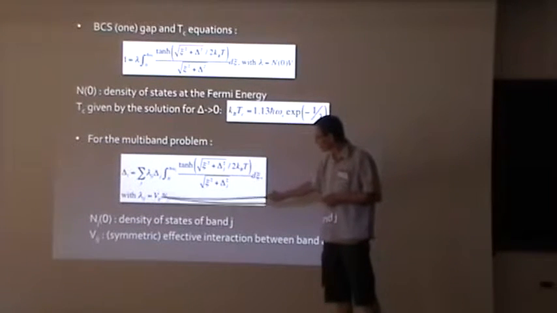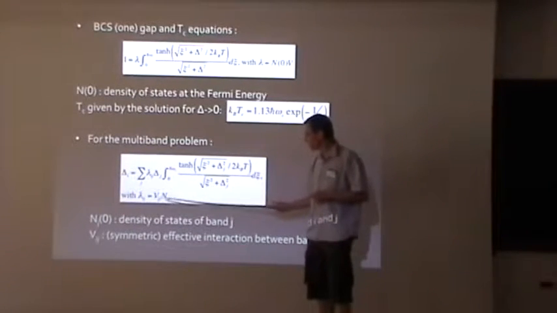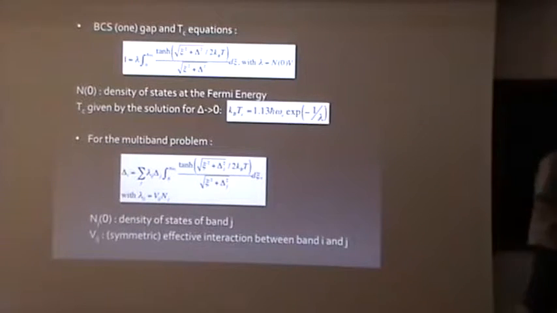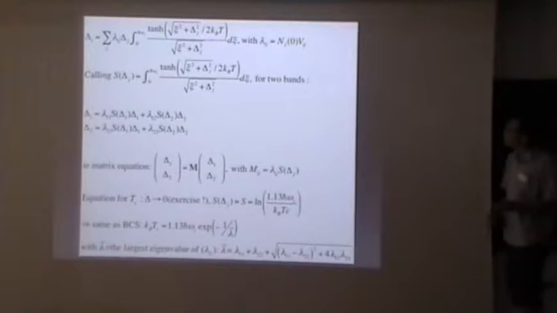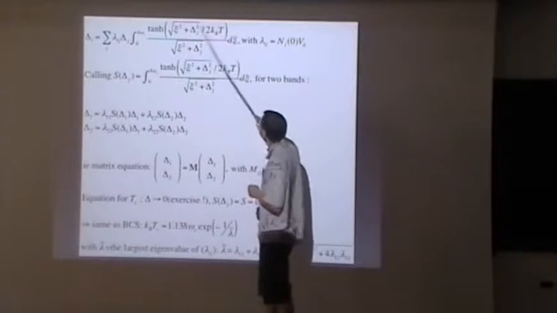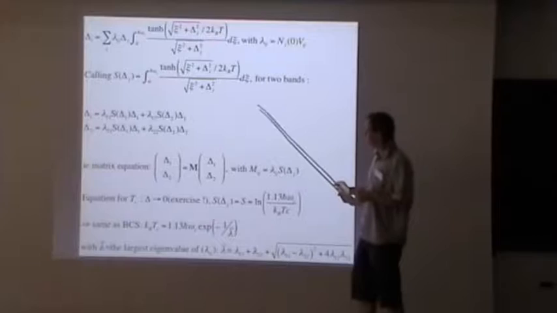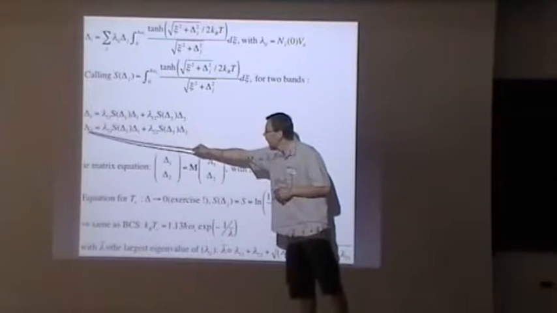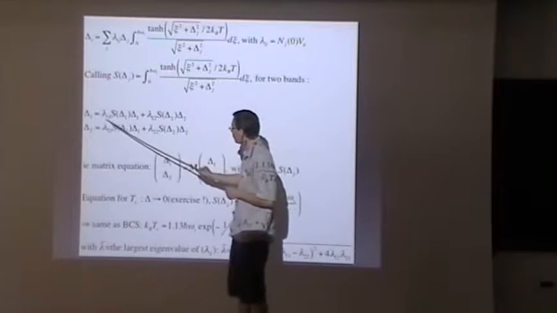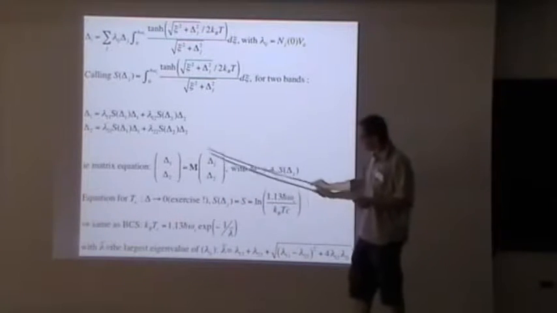One thing which is important as well is that the V's are symmetric because they are matrix elements, but the coupling constants are not symmetric in general because you multiply by the density of state. So you can solve very simply. Essentially, if you call this integral a function S of the gap, delta G, then for two bands we have a simple matrix equation. This equation you translate into delta 1, which is a function of the coupling constants lambda 1,1 and lambda 1,2. And then it's the same.